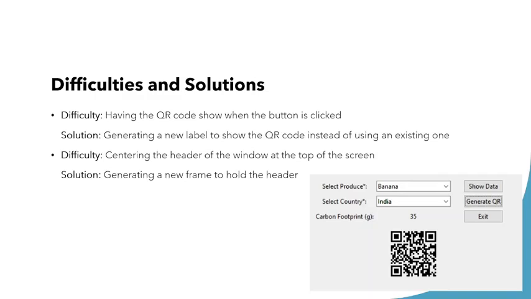Another difficulty I had was centering the header at the top of my window with the title. I found that the header was either not being centered when I positioned it, or it was overlapping with some other elements. So I solved this by generating a new frame to hold the header, and that frame was separate from the frame that held all the other UI elements, and this way it wouldn't overlap or interfere.